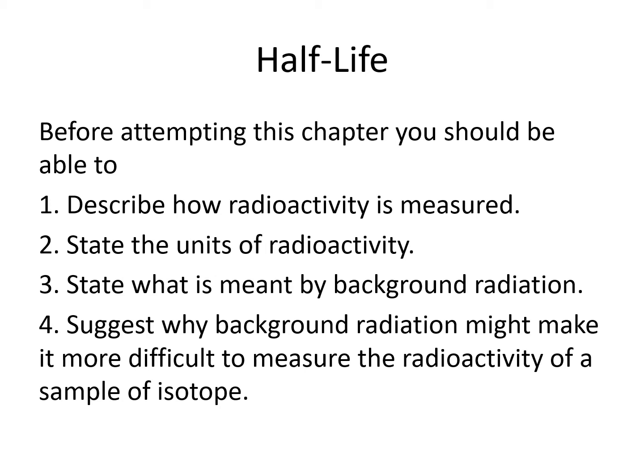So suggest why background radiation might make it more difficult to measure the radioactivity of a sample of isotope. Well, let's imagine I've got an isotope which is emitting 100 becquerels, so that means 100 say alpha particles are being emitted every second. Well, if I try to measure that with a Geiger counter and my background radiation is say 10 becquerels, then the Geiger counter will read 110.